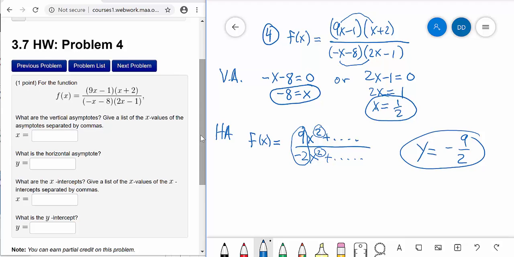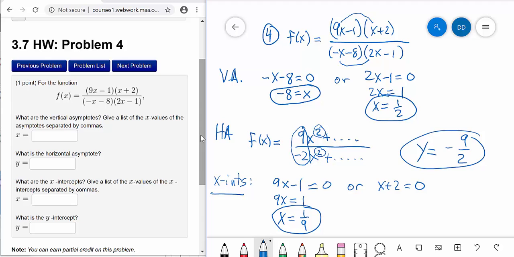Now, when we found the vertical asymptotes, we set the denominator factors equal to 0. In order to find the x-intercepts, we set the numerator factors equal to 0. So the numerator will equal 0 if 9x minus 1 equals 0, or if x plus 2 equals 0. 9x equals 1, x equals 1/9. So here's one x-intercept. We're looking at the x-intercepts now. And the numerator will also equal 0 when x plus 2 equals 0. Subtracting 2, this gives us an x-intercept of x equals negative 2.